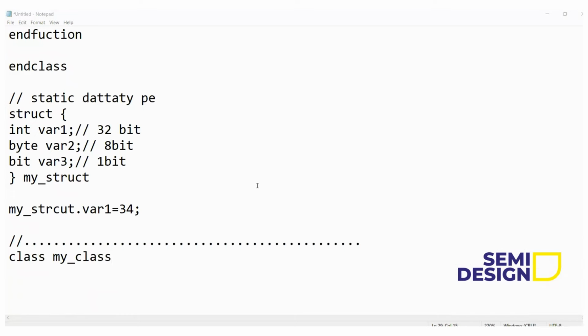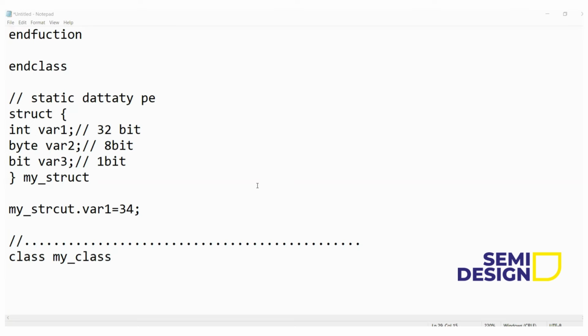Based on the data type that we declare, let us say that the previous structure is now defined as a union. Let's say variable 1 is 32-bit, variable 2 is 8-bit, and variable 3 is 1-bit. So what you're saying, as I understand, is the actual size is 32 plus 8 plus 1, that is 41 bits. Is that correct, ma'am? 41 bits.